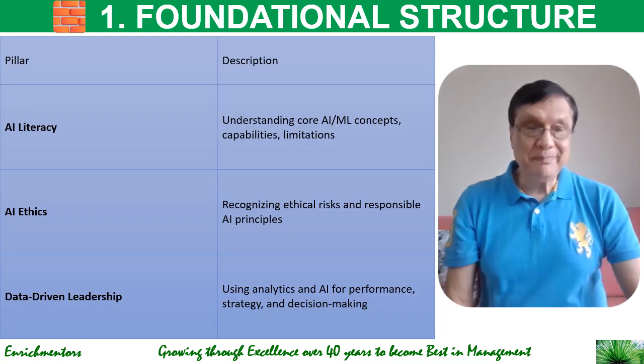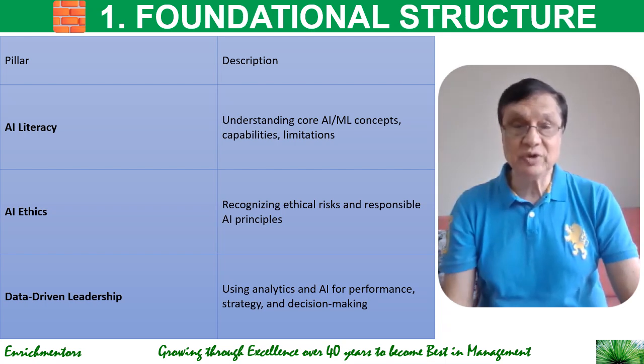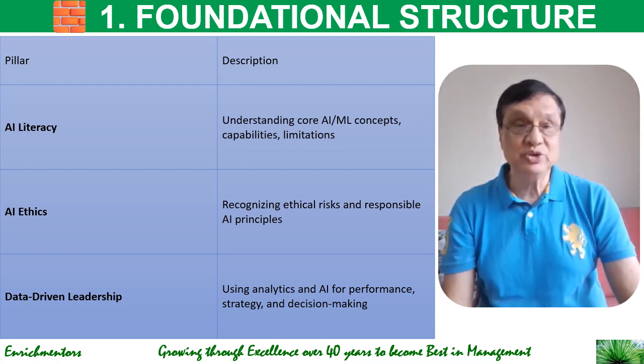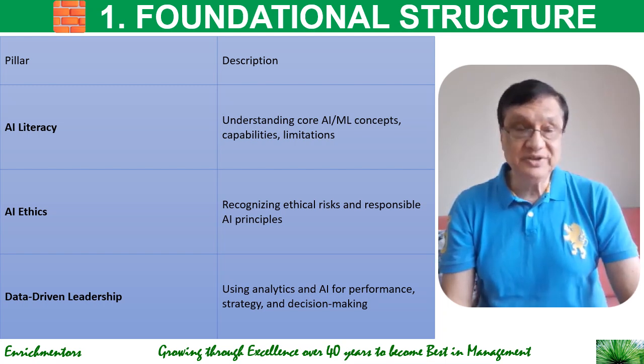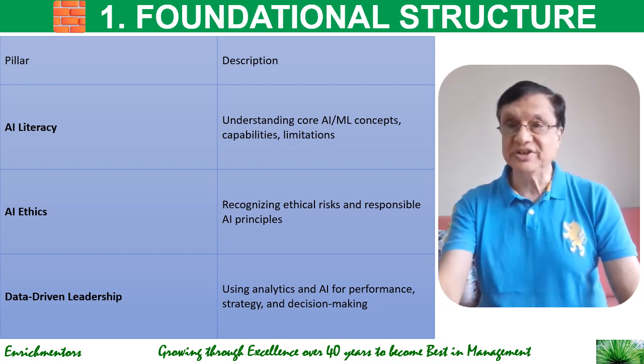Now, what are the pillars of this foundation structure? There are three of them, as you see here. AI literacy, where you develop understanding of the core AI ML concepts, capabilities, and limitations. The second pillar is AI ethics, where the leaders can recognize ethical risk and responsible AI principles. And the third pillar of this foundational structure is data-driven leadership, where leaders can use analytics and AI for performance, strategy, and decision making. So these are the three foundations.